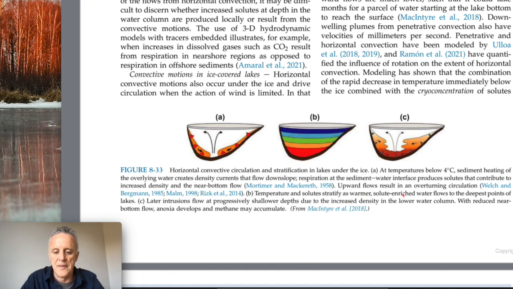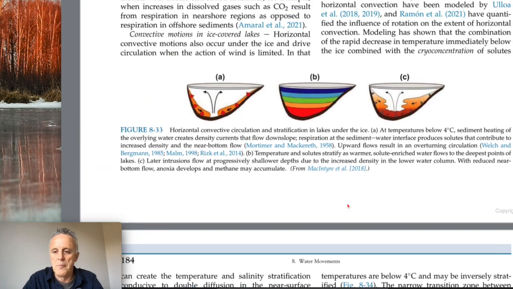Then B, we have temperature and solute stratification. As warmer solute-enriched water flows to the deepest point, we have warmer water here. And then later intrusions flow at progressively shallower depth. So now we have intrusion coming in, and it's overcoming this stratification due to the increased density in the lower water column. So we have increased density here with reduced near-bottom flow. So we don't have as much of a bottom flow like we did here. And we may have anoxia develop, and that may produce methane. Okay.